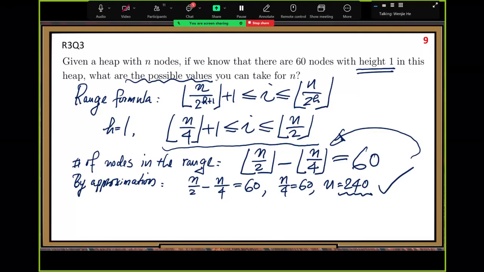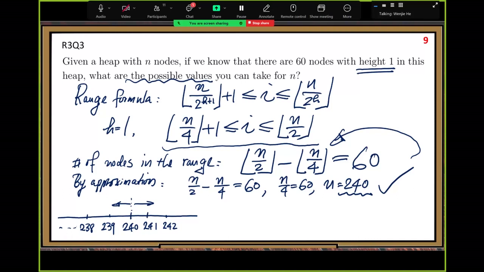Then let's use the extension way. We found one solution at 240. Now we need to expand our solution in two directions: 241, 242 from the right direction, and 239, 238 from the left direction, and so on.